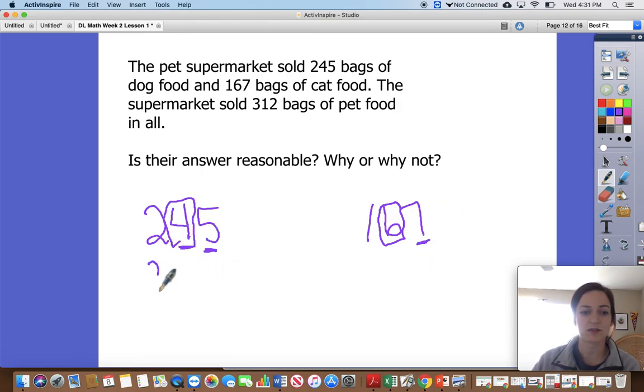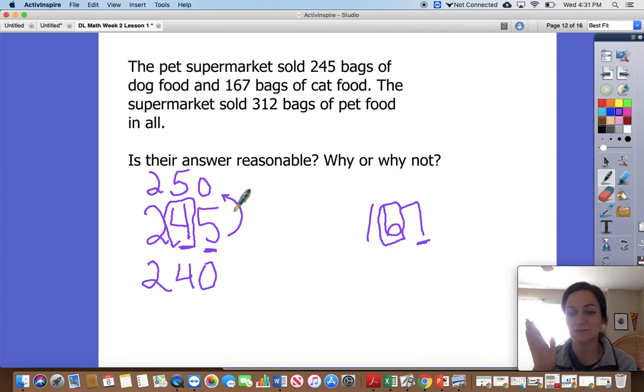245 is between 240 and 250, right? Hopefully this is jogging your memory. If I look at the 5, I know that I'm going to round up, even though 5, do you remember, is the exact midway point between the two 10s? They just made that rule: even though it's right in between, going up and down, we're always going to round up when it's on 5. So 245 would round up to 250.